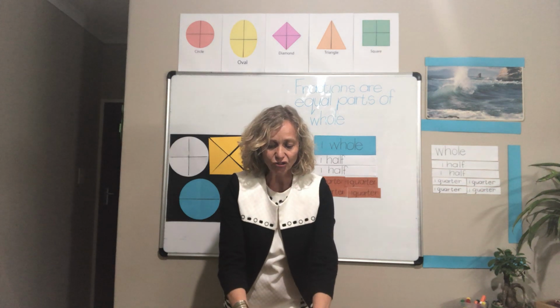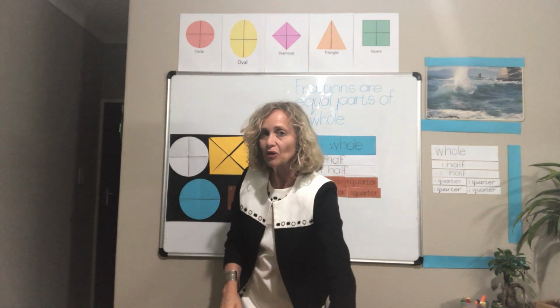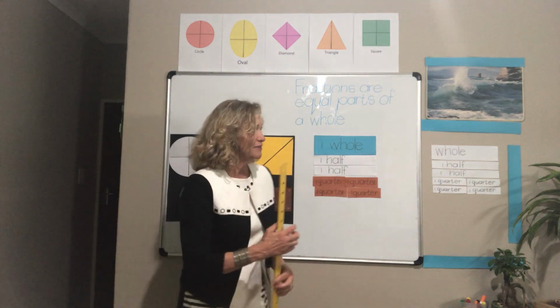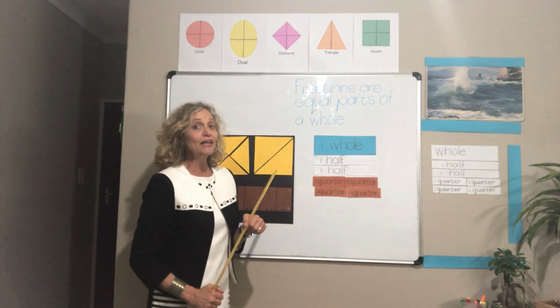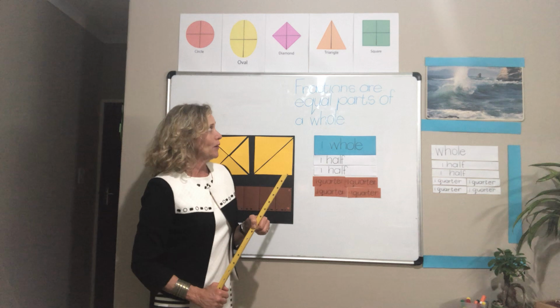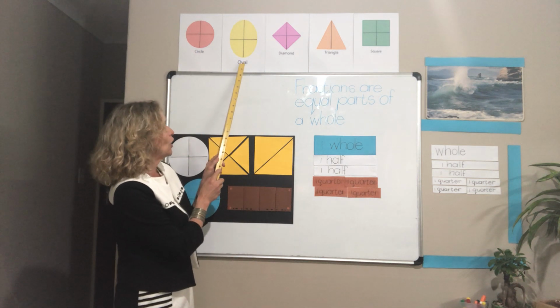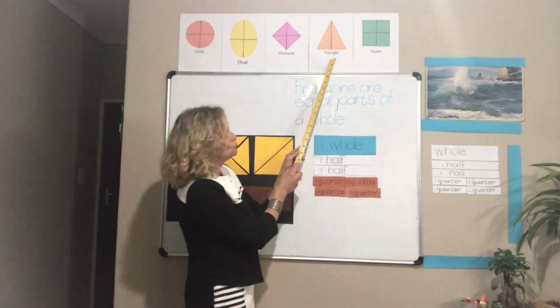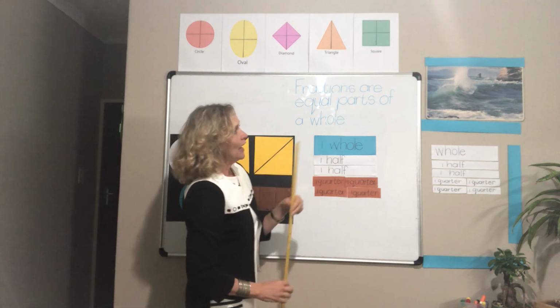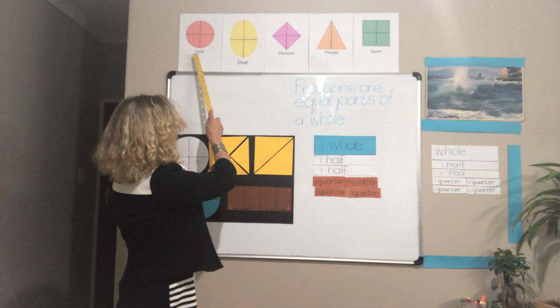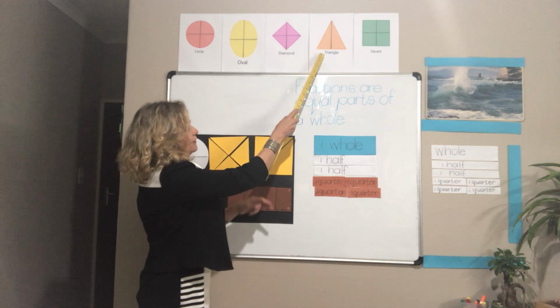So now we're going to look at shapes, because shapes are some of the things that can be shared very equally into parts. Let's quickly look at our basic shapes. We've got circles, ovals, diamonds, triangles and squares. And as you can see, I've indicated with lines on them how they can be shared.